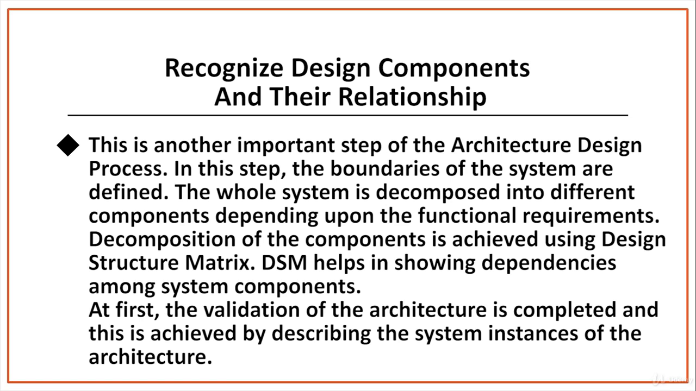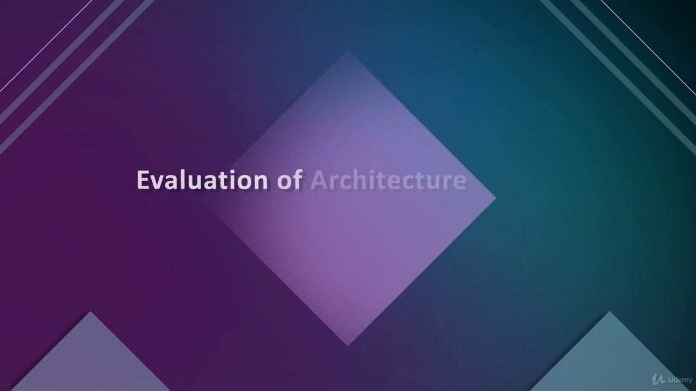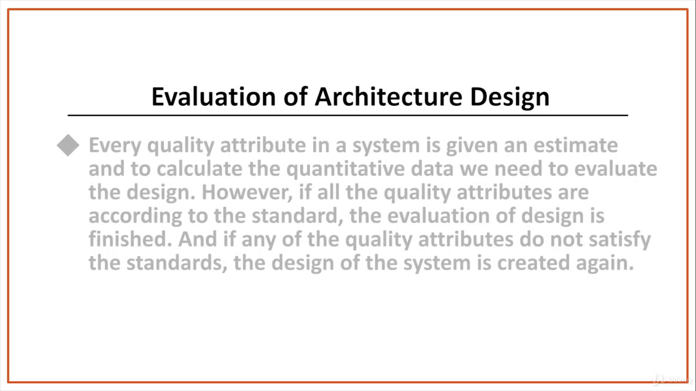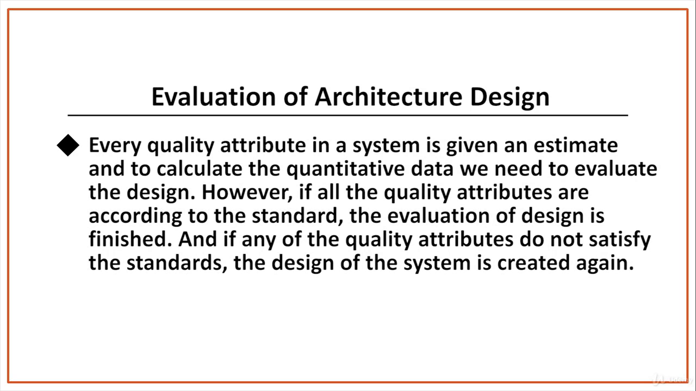At first, the validation of the architecture is completed, and this is achieved by describing the system instances of the architecture. Evaluation of architecture design. Every quality attribute in a system is given an estimate, and to calculate the quantitative data we need to evaluate the design. If all the quality attributes are according to the standard, the evaluation of the design is finished. And if any of the quality attributes do not satisfy the standards, the design of the system is created again.